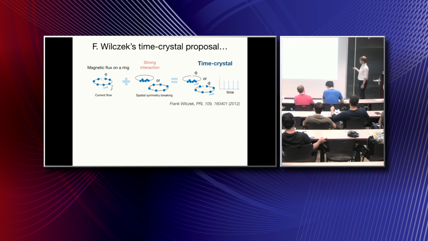time crystal. What he was thinking about is essentially, suppose you have a current in a ring and there is a flux penetrating the ring, and then you add strong interactions between the particles, which can be either attractive or repulsive. Then what will happen is that in one case the particles will bunch, and in the other they repel each other. And if this current will go on forever, then we'll create a structure which is periodic in time, right? So, this is in principle quite a plausible and reasonable idea, but it does not smell right.